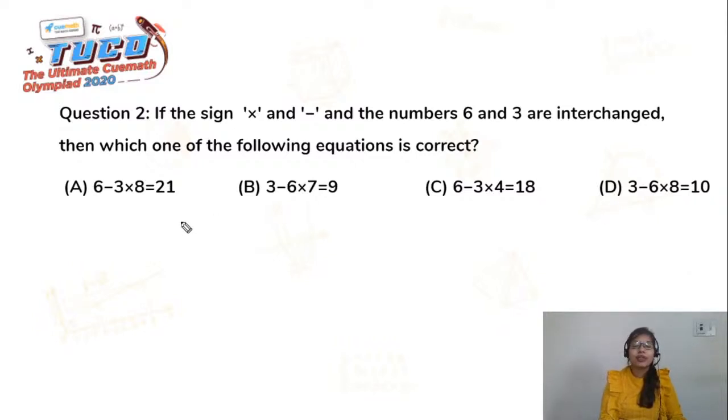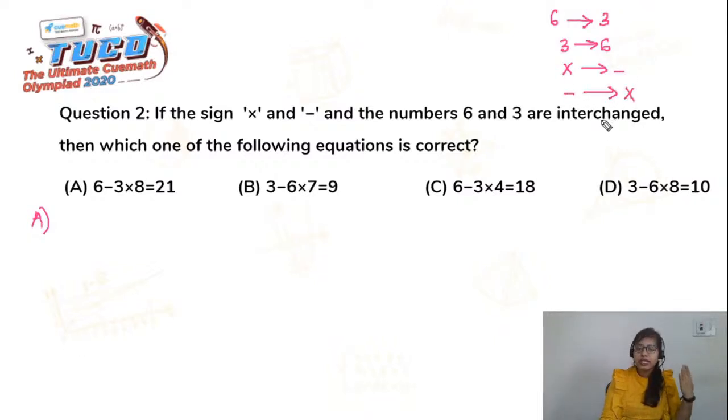All right, so let's quickly look into this. If the sign multiplication and subtraction and the numbers 6 and 3 are interchanged. So we are going to go with option A first. With option A, what are the things that are being given to us? 6 has to be replaced by 3. 3 has to be replaced by 6. Multiplication is to be replaced by subtraction. Subtraction is to be replaced by multiplication. So these are the 4 things which we need to keep in our mind.